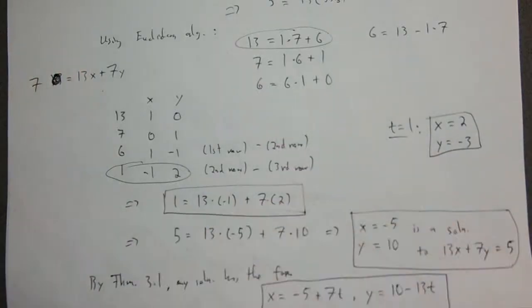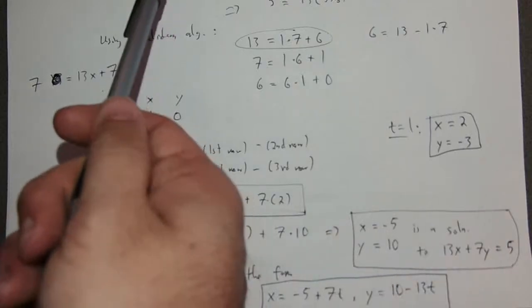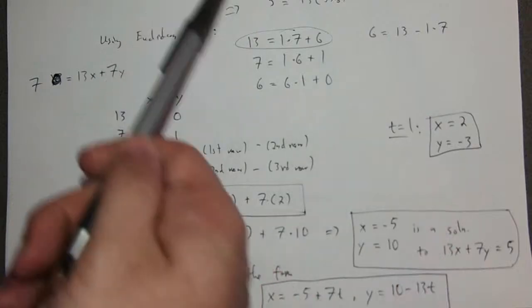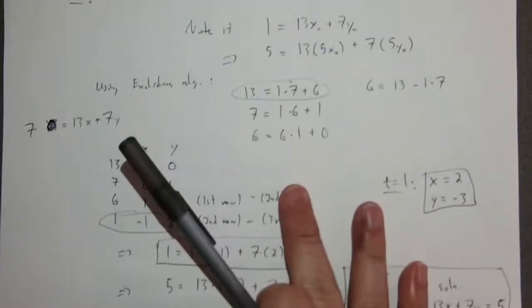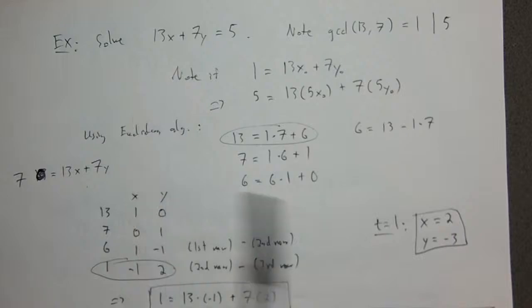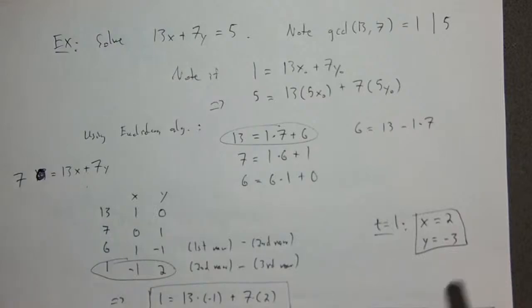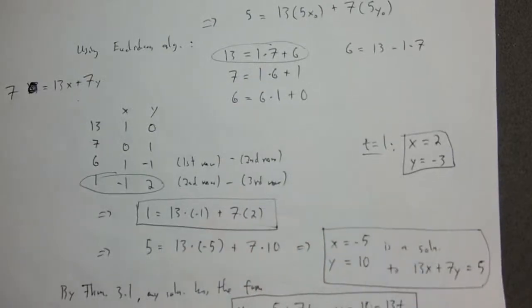So let's say that I had started, I just noticed this, right? I didn't use the Euclidean algorithm at all. I just noticed that this worked. So I would have 2 times 13 is 26, minus 3 times 7 is minus 21. So 26 minus 21 is 5. Yeah, that works, right? So let's just say I noticed this. I didn't have to go through this process at all. I just noticed that this was the case.